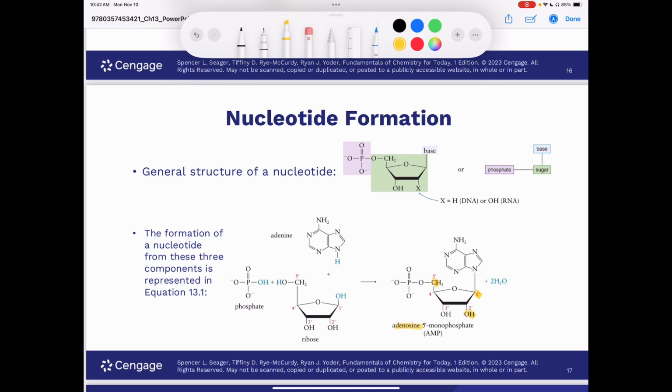And thus, the general structure of a nucleotide can be shown as is represented here, and it can be simplified even more to this here, where we have our sugar, then we have our base coming off of it, again at carbon 1', and we have our phosphate coming off at carbon 5'.